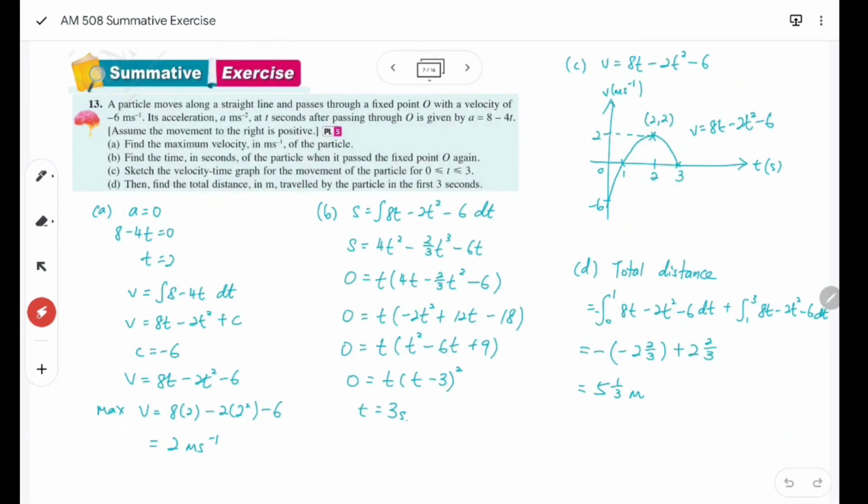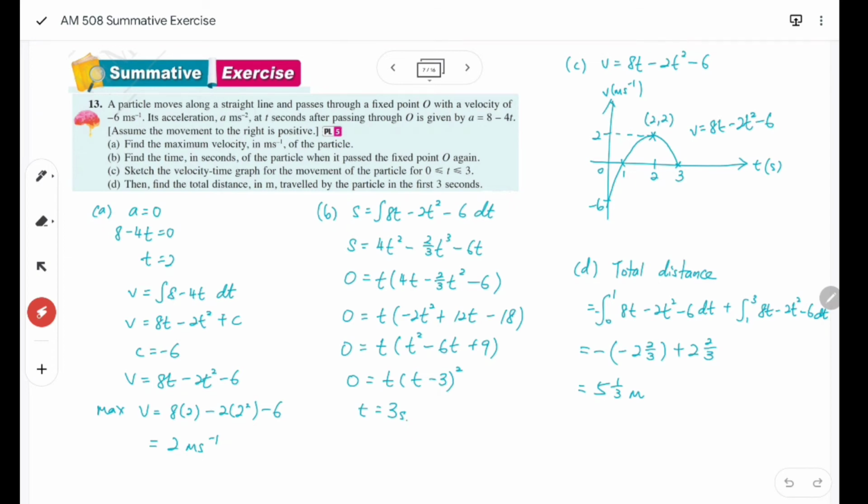Question number 13. A particle moves along a straight line and passes through a fixed point O with a velocity of negative 6 meter per second. Its acceleration a meter per second square at t seconds after passing through O is given by a equals 8 minus 4t. Assume the movement to the right is positive.